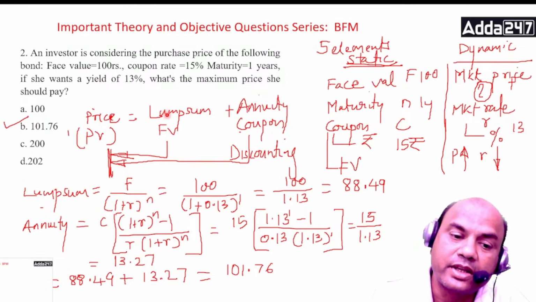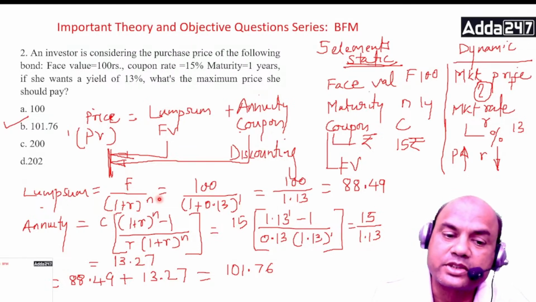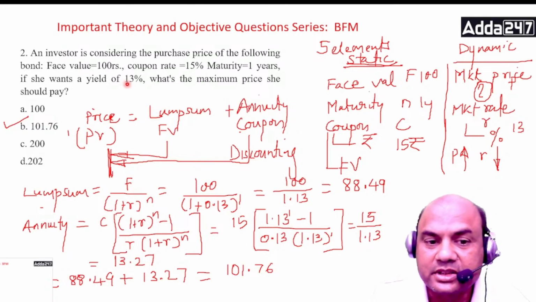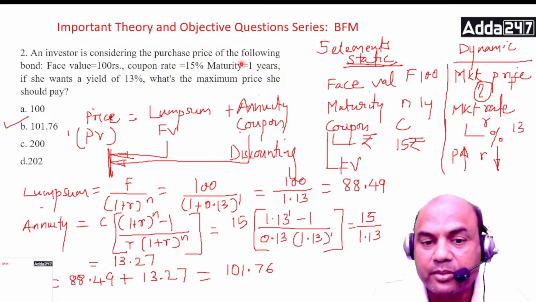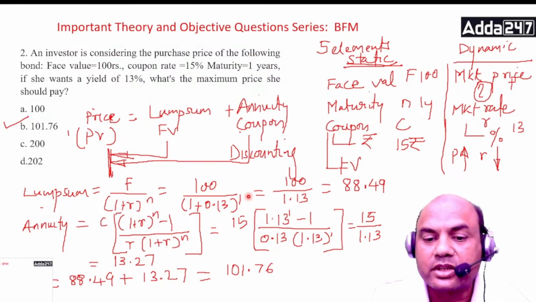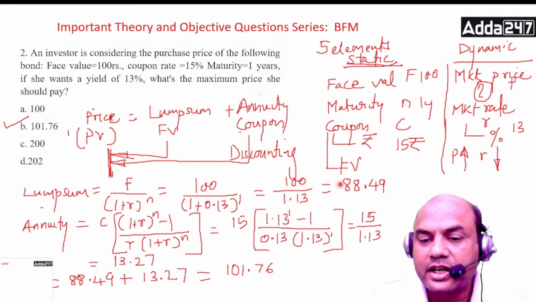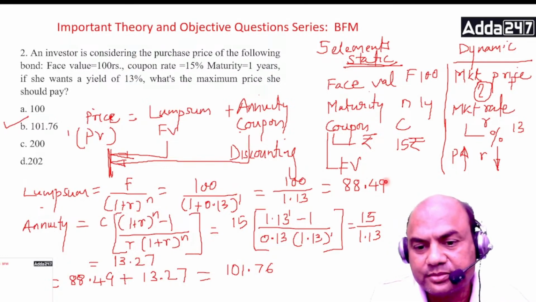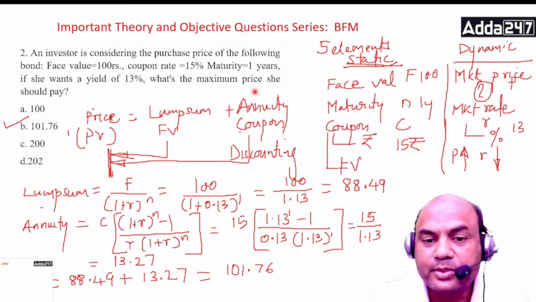What is the formula for that? F upon (1 plus R) raised to N. What is F? Face value. What is R? R is 13%. N is what? Maturity period, 1 year. So 100 upon 1.13 raised to 1. So 100 upon 1.13. So it is 88.49. You can do the calculations. Everyone try this. And next part is annuity, coupon.